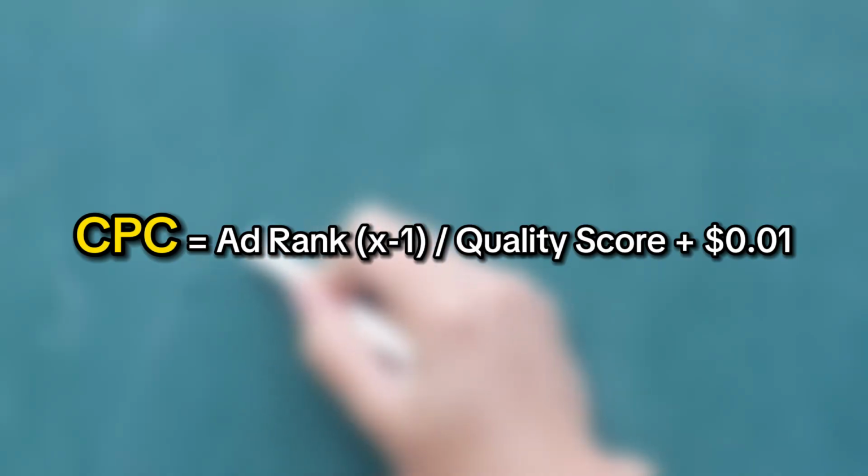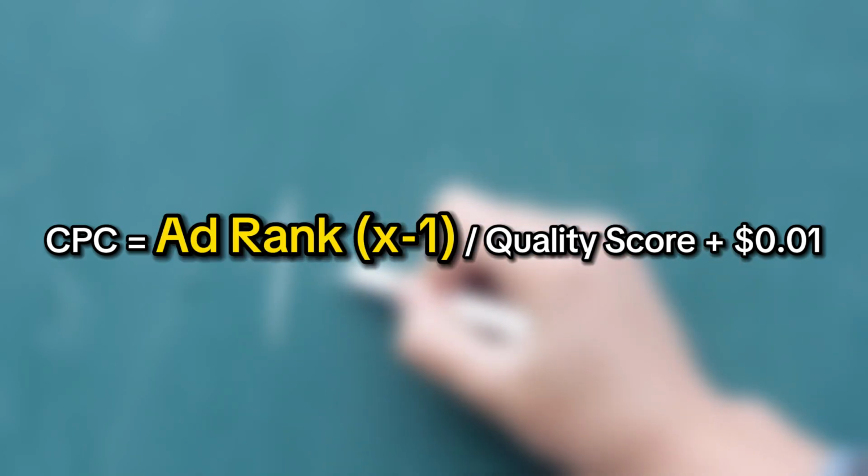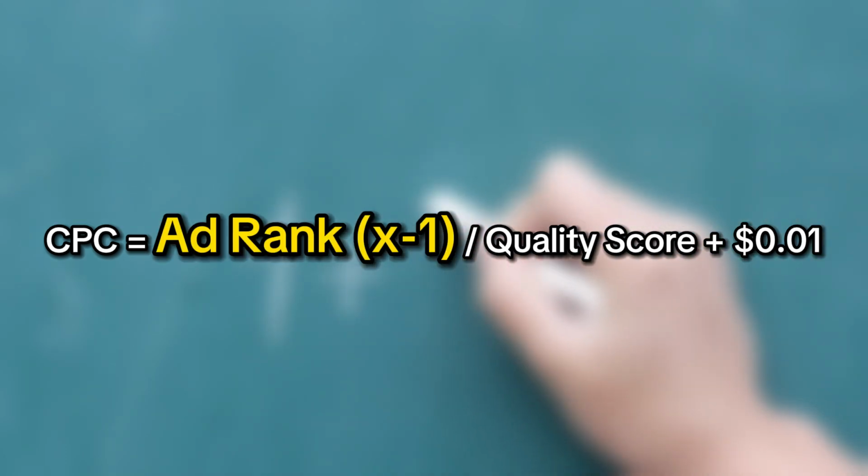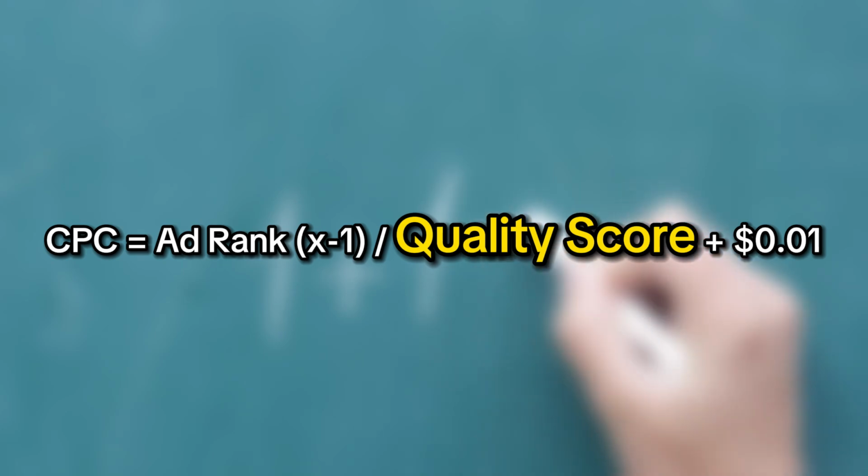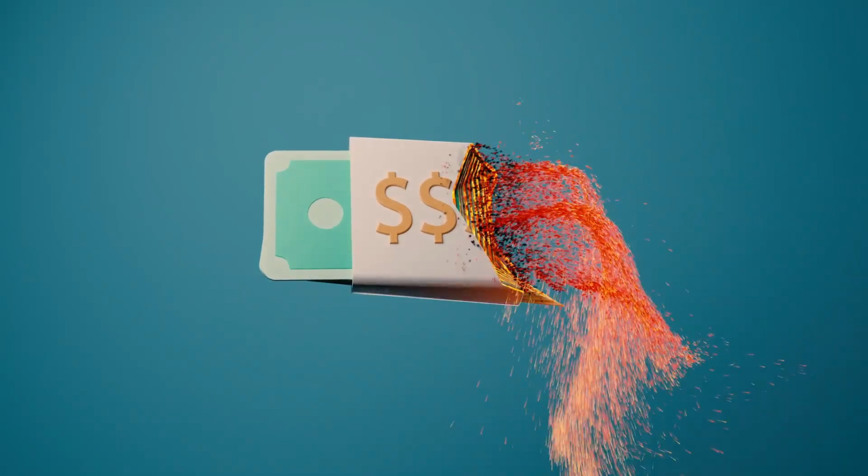Once we are aware of this, we can finally calculate the cost per click. CPC is equal to the ad rank of the ad below yours divided by the quality score plus 1 cent. In case this is equal to 0, we never know. In other words, the better you are and the worse others are, the lower your costs. You can put your calculators away.